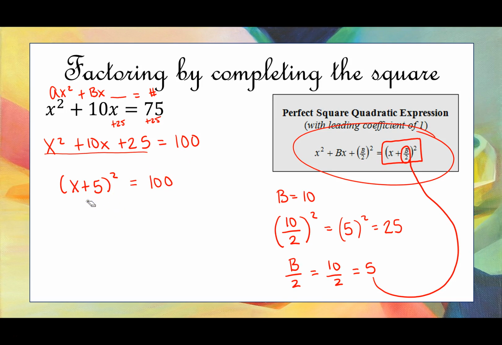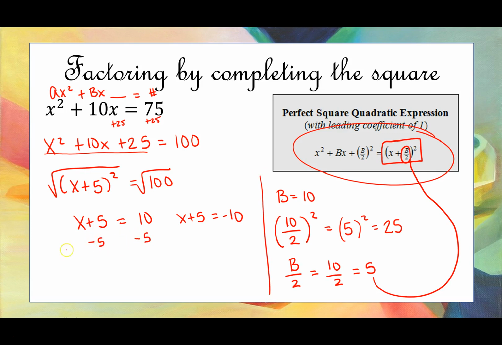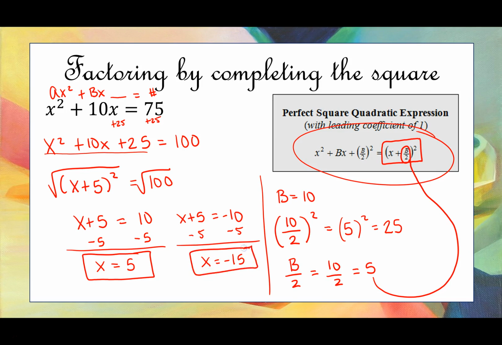Okay, next thing I'm going to do is square root both sides. And I get x plus 5 is equal to, what's the square root of 100? Well, that's going to be 10. But I'm also going to have x plus 5 is equal to negative 10. Remember, with quadratics, we usually have 2 solutions. I'm going to subtract 5 from this one, and I get x equals 10 minus 5, which is 5. And then here I'm going to subtract 5 from this one, and I get x is equal to negative 15. All right, if you want, you can pause the video and check the answers by plugging into the original.